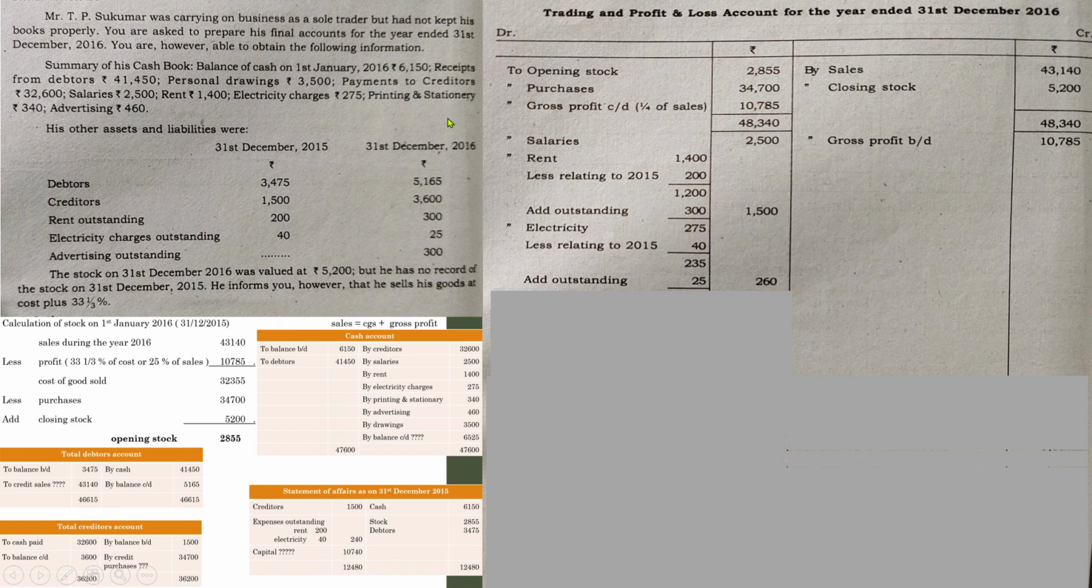Next one, printing and stationery. No information means no additional information, so write down printing and stationery 340. And finally, advertisements 460. There is one piece of information regarding outstanding advertisement at the closing. So add closing, and write down the net amount.